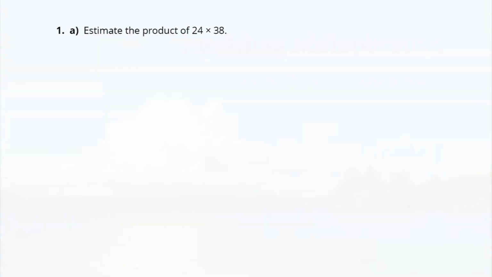In the first question, we're asked to estimate the product of 24 times 38. For me, the closest numbers I'd be thinking of might be 25 times 40. I know that multiplying 25 times 4 is fairly straightforward. 25 cents, you got 4 of them, you've got $1. So 4 times 25 is 100. And if I'm doing 40 times 25, that means I'm coming up to 1,000. So that would be my estimate.